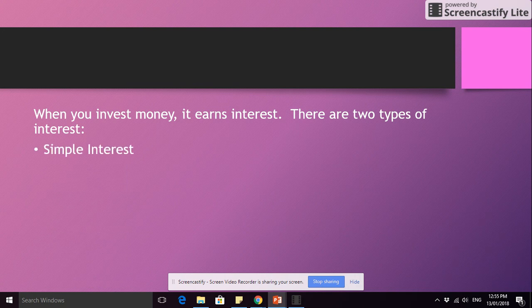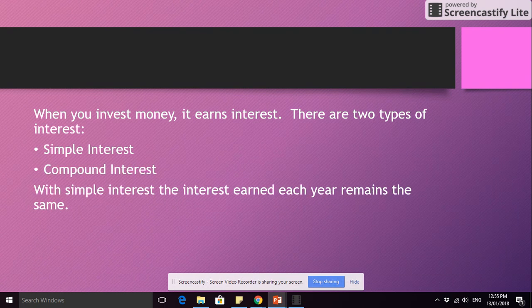There's two types of interest. You've got simple interest and you've got compound interest. We're going to talk about simple interest. The interest you earn each year remains the same. So what you earn in year one, you would earn the same thing in year two.